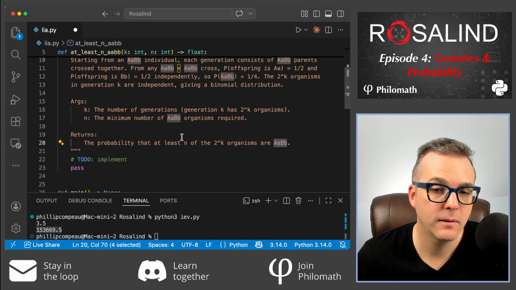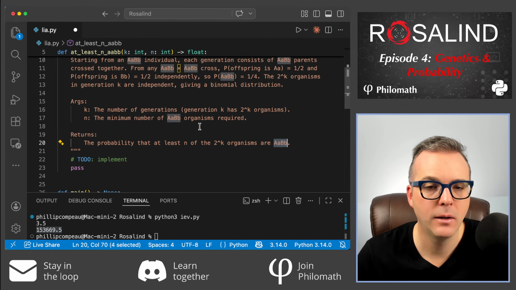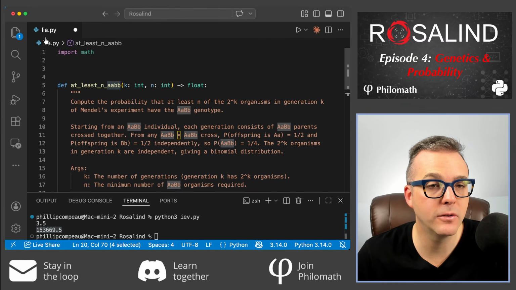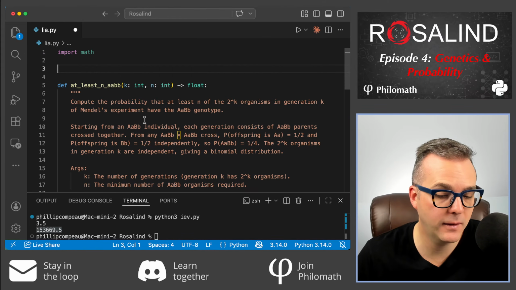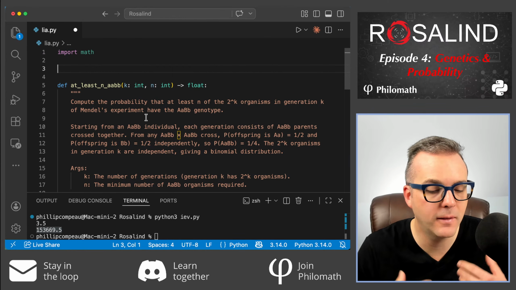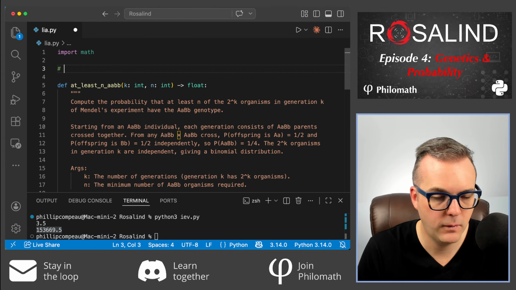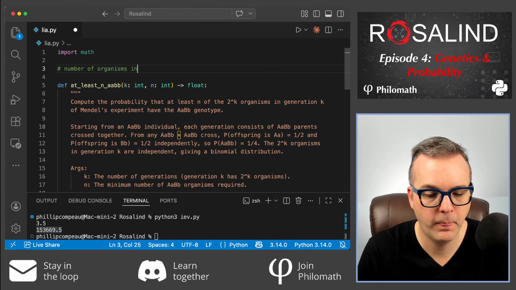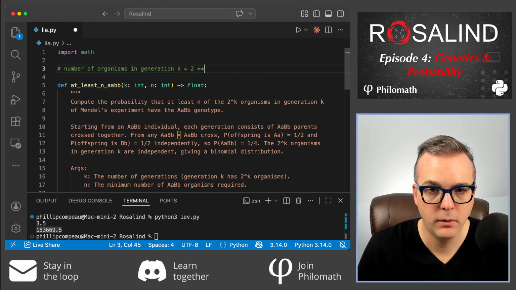heterozygous for both traits. That doesn't seem like it should be a short function or an easy computation. And again, here's our opportunity to understand how the math would drive a computation like that to produce something that's really short, and why this notion of independence actually matters. So I'll write down, the number of organisms in generation k is equal to 2 to the k.